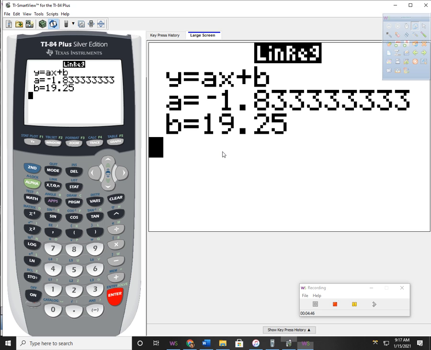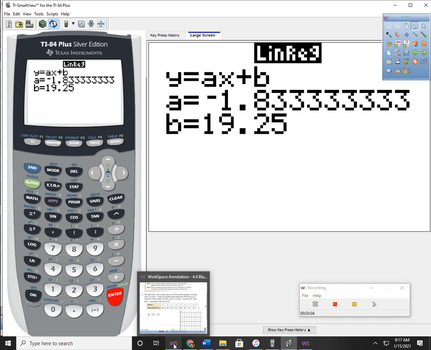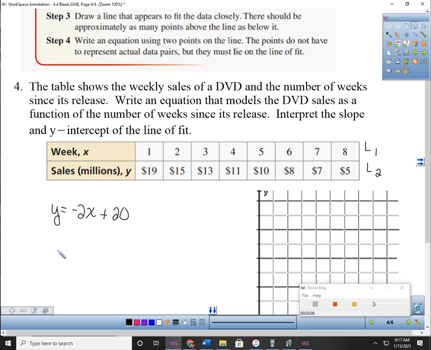And then you should have something that looks like this, correct? All right, so they're telling us that our A value is this big long thing, but we're going to round that to -1.8. And then the B value, we're going to plug in 19.25. So I have y equals negative 1.8 plus 19.25.